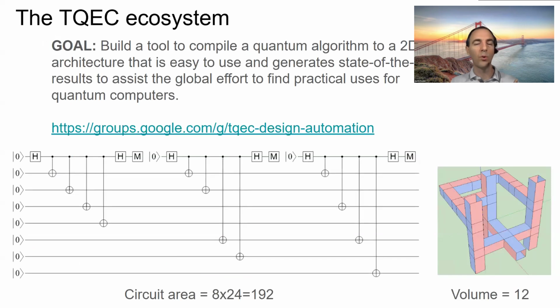So what's our goal? We want to build a tool that lets us compile a full quantum algorithm to a 2D architecture. Right now, the computers we have are pretty small, so the demands in terms of what algorithms can run on them is pretty low, but we want to make sure that the tool supports everything that is needed as those computers grow. And here is a summary of just how important good compilation is. If you take this circuit and just apply a naive measure of how big it is, just its area, then it has an area of 192, the number of qubits by the number of time steps. That would be very expensive to implement.